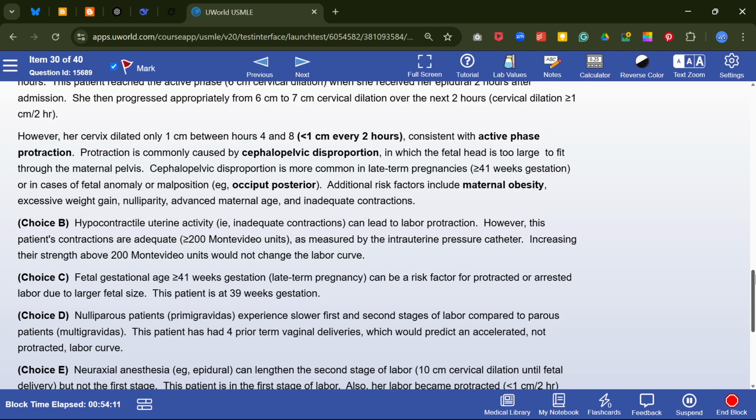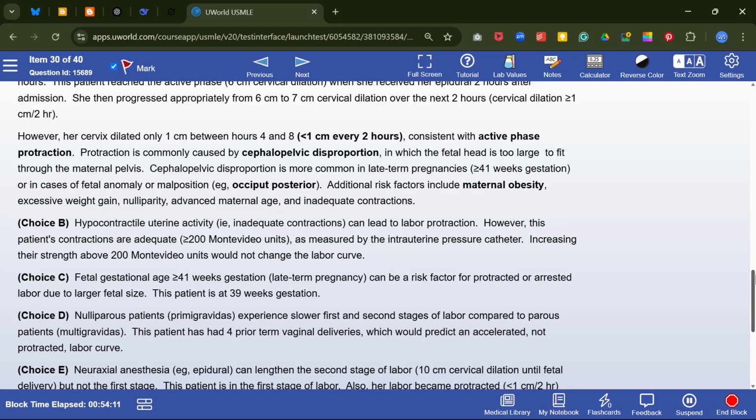Hypocontractile uterine cavity: inadequate contraction can lead to labor protraction. However, these patients' contractions are adequate, more than 200 Montevideo units as measured by intrauterine pressure catheter. Increasing their strength above 200 Montevideo units would not change the labor curve. Option C, fetal gestational age more than 41 weeks of gestation: late term pregnancy can be a risk factor for protracted or arrested labor due to larger fetal size.